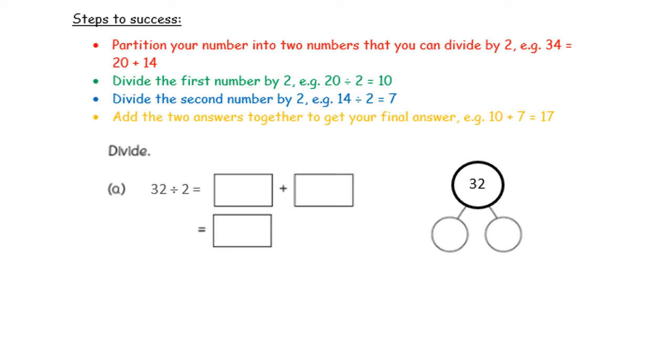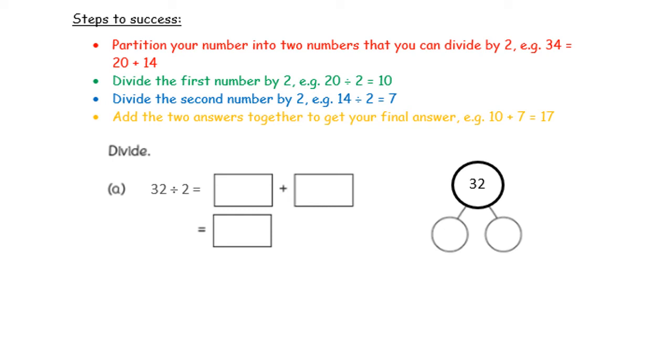So something like 20, you can look at that and divide it by 2 straight away, you know it's 10. But these numbers, they're not so easy to divide by 2, so we're not going to partition them into our tens and our ones. We're actually going to partition them into 2 numbers that we know we can divide by 2. So let's have a look at the steps to success.